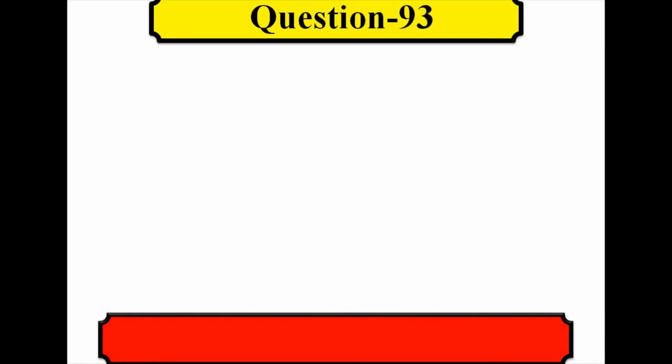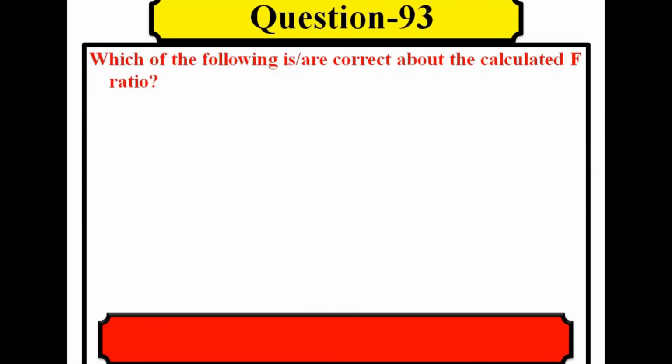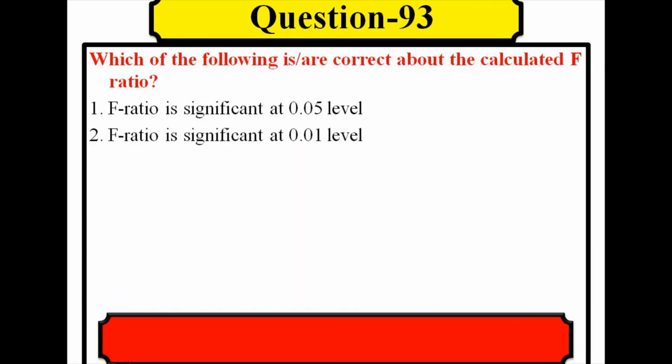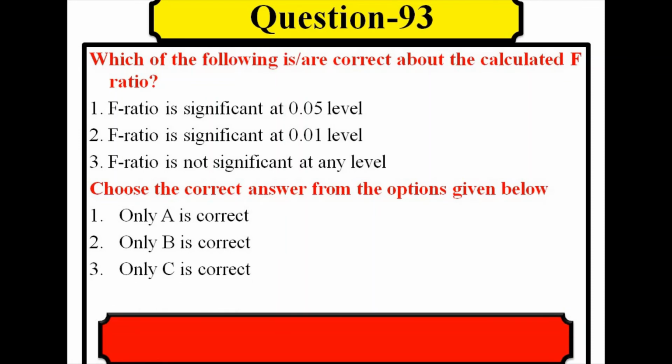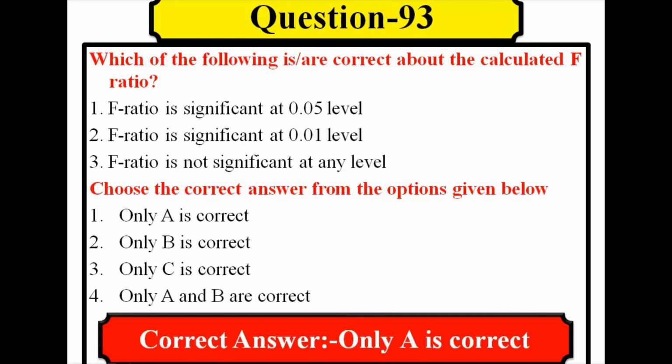Question 93. Which of the following is/are correct about the calculated F ratio? 1. F ratio is significant at 0.05 level. 2. F ratio is significant at 0.01 level. 3. F ratio is not significant at any level. Choose the correct answer from the options given below. Only A is correct. Only B is correct. Only C is correct. Only A and B are correct. Correct answer: only A is correct.